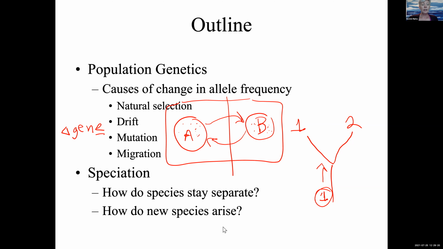The last of these forces that can cause a change in allele frequency is migration. So notice how I have my diagram here with my populations moving back and forth. Every time there's an individual moving from one population to another, it's a migrant. We use that word to talk about people who are coming into or out of the United States or leaving their home countries. It's the same idea: movement of individuals from one population to another.